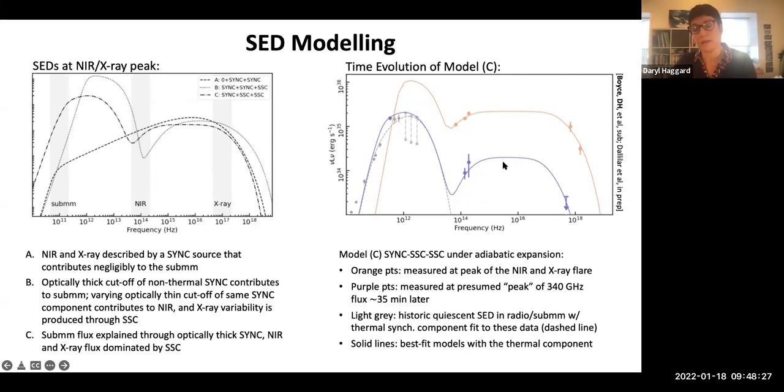And then we can evolve that just through the simplistic notion of adiabatic expansion and see what it looks like later in time. So the orange is the SED that we would expect to see right at the peak of the infrared and X-ray flares. That was my little number 1 from before. And the purple SED is the one that you might expect to see sometime later, if we've caught the peak of the ALMA emission at sub-millimeter wavelengths. And that occurs about 35 minutes later. So this is very, very interesting.